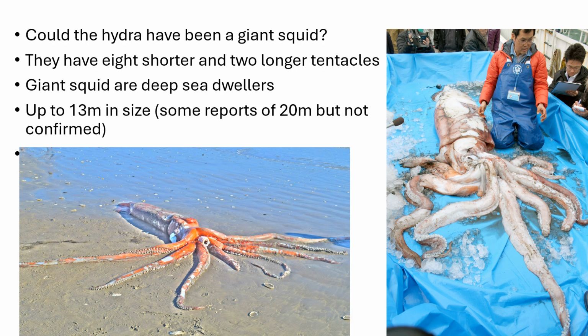Let's have a look at a giant squid. Now, we can see their body like this. Obviously, they don't have scales because they're not reptiles, they're part of mollusca. They have 8 shorter and 2 longer tentacles, so that's 10 rather than the 9 described with the Hydra. But maybe it had lost one. It's quite common actually for the squid to lose tentacles to things like whales biting them off.